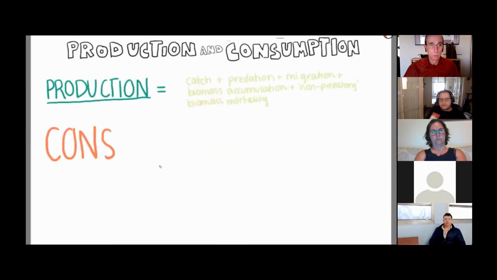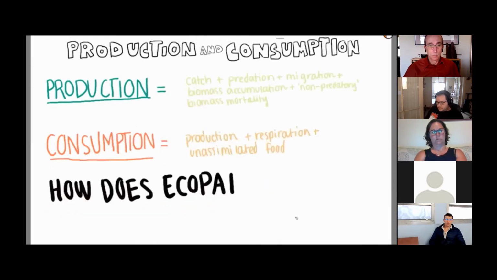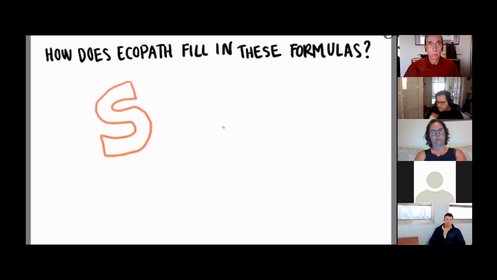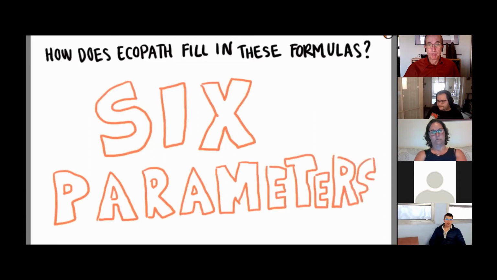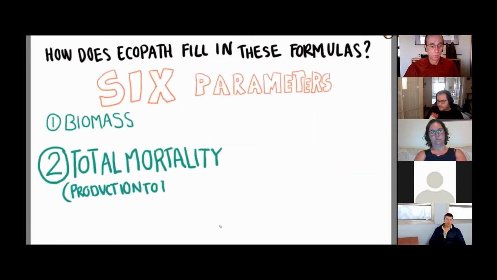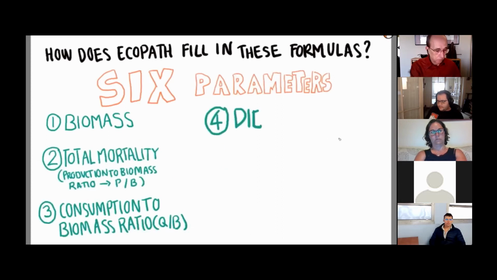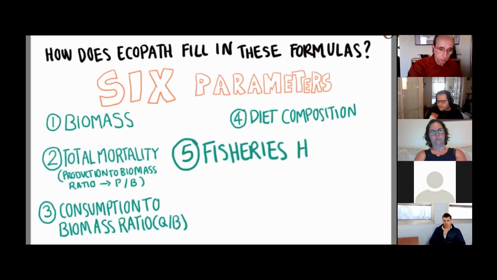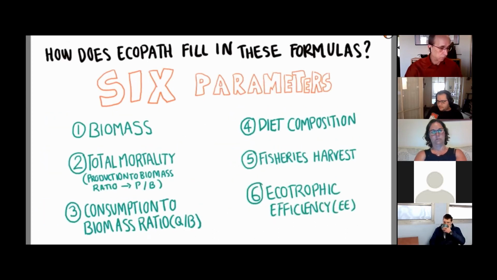And consumption can be calculated by consumption equals production plus respiration plus unassimilated food. In order to fill in these formulas, there are 6 major parameters that Ecopath needs to know for each of the species groups: biomass, total mortality or production to biomass ratio, PB, consumption to biomass ratio, diet composition, fisheries harvest, and ecotrophic efficiency. Let's break these down a little more to understand them.